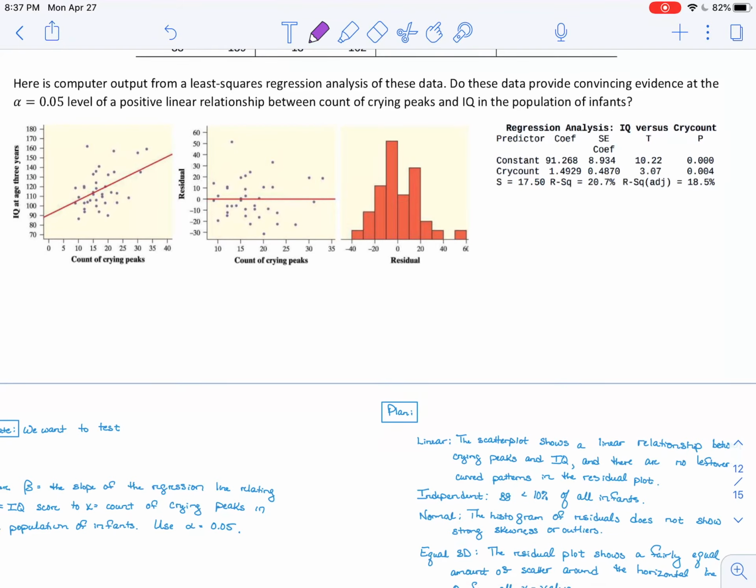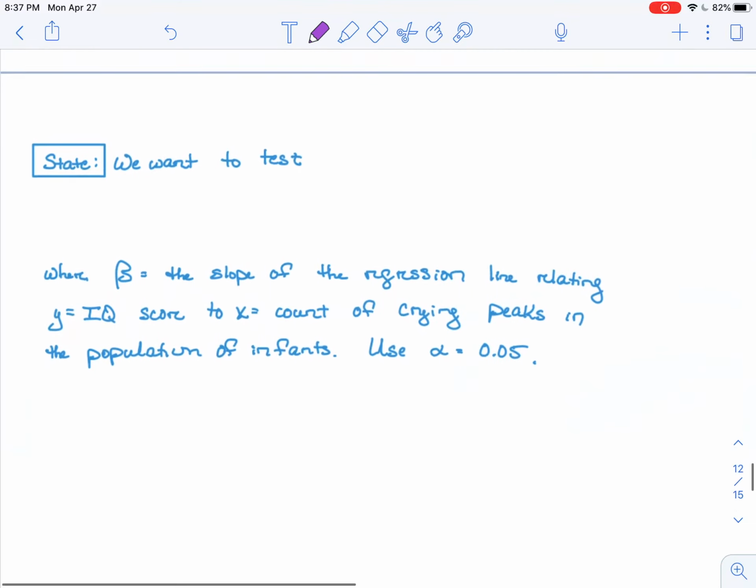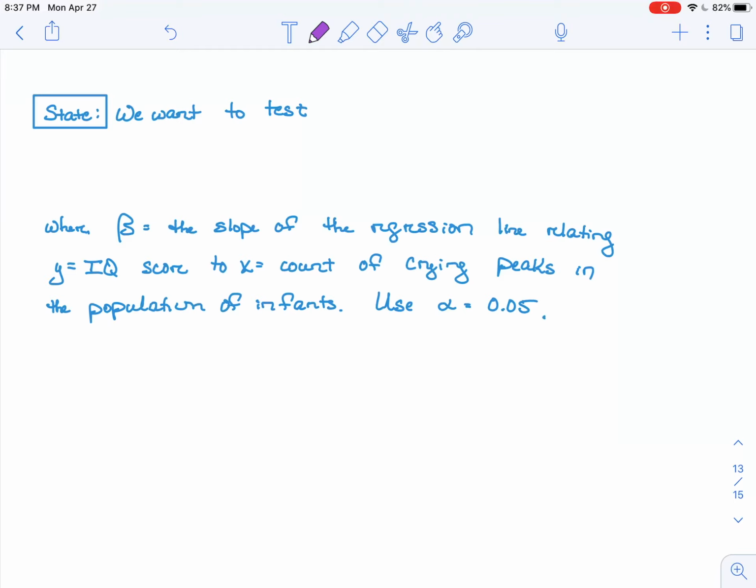And then there's a computer output for the least squares regression analysis. So they created a scatter plot, fit the regression line, and we looked at the residuals. They took those residuals, put them in a histogram, and also gave us the regression analysis output. So we are going to be going through our four-step process for a hypothesis test.